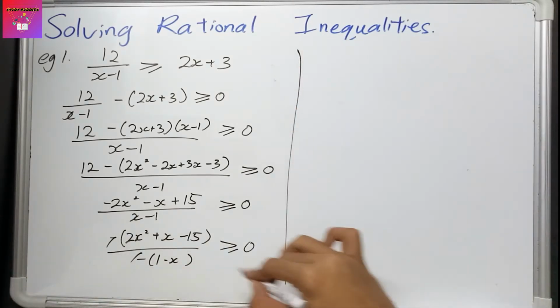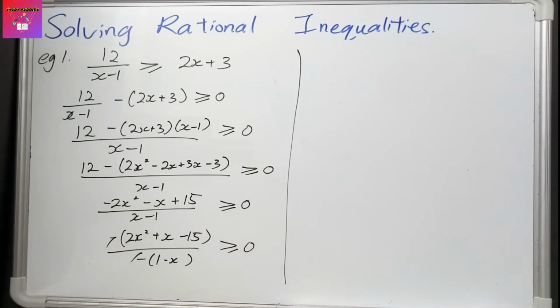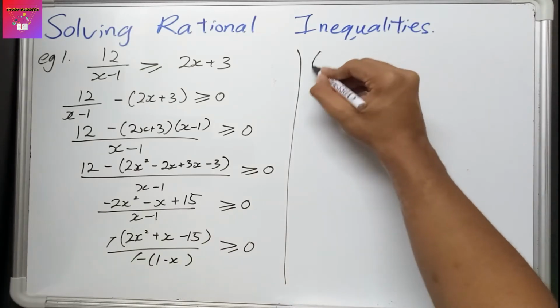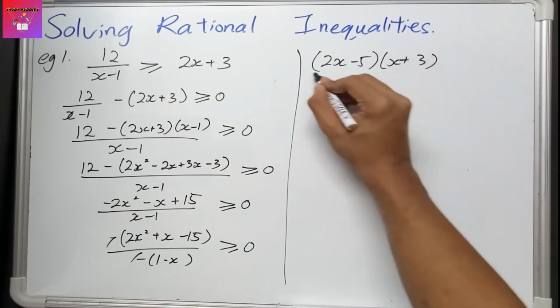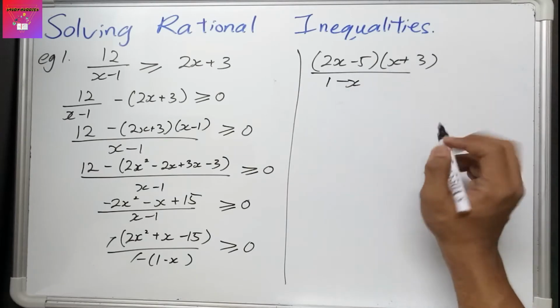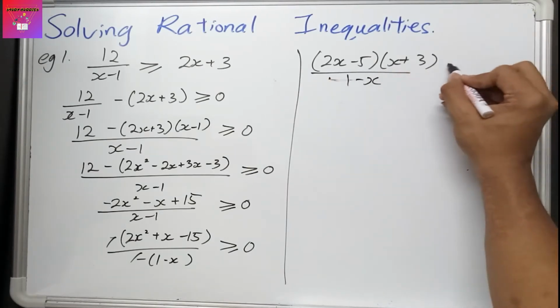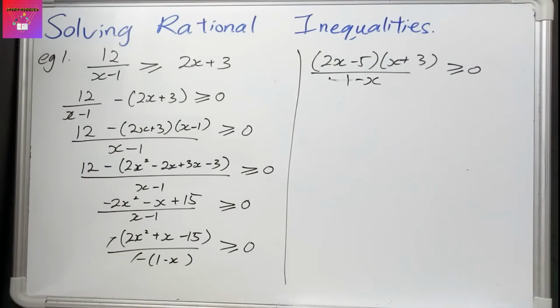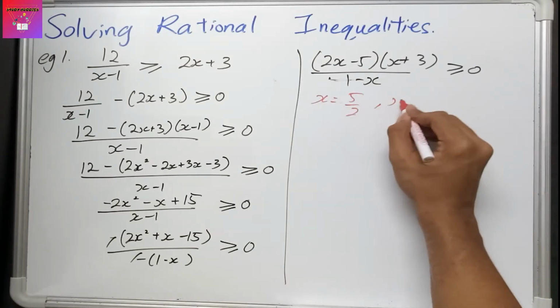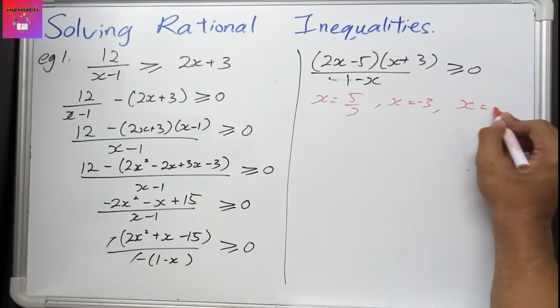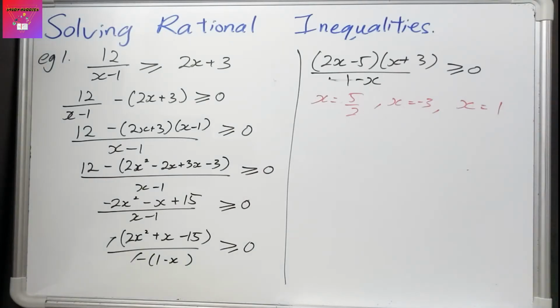Once we factorize 2x squared plus x minus 15, we are going to get (2x minus 5)(x plus 3) over (1 minus x), which is greater than or equal to 0. From this we can already find the values of x, which are x equal to 5 over 2, x equal to negative 3 and x equal to 1. Once we have found the values individually for all three, we can start building the intervals.